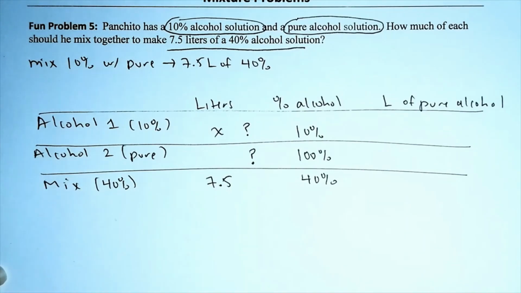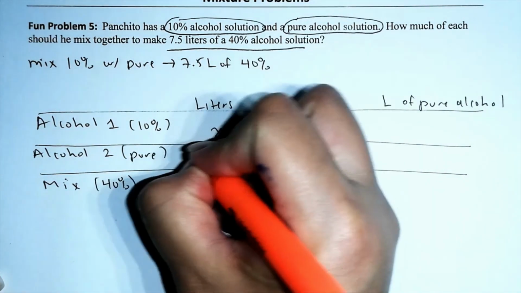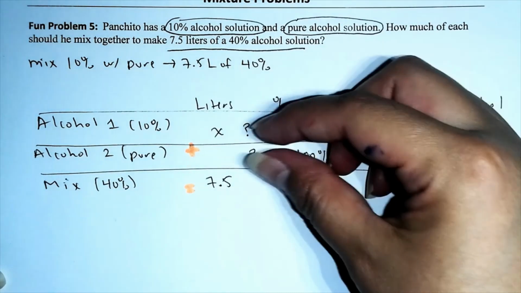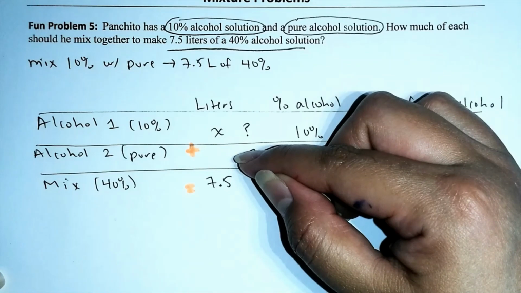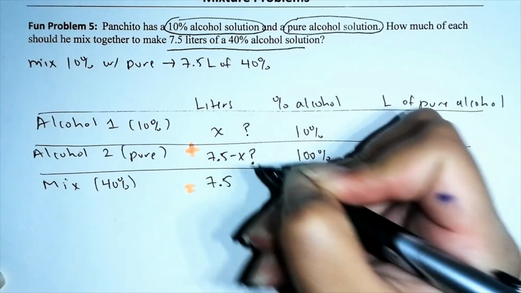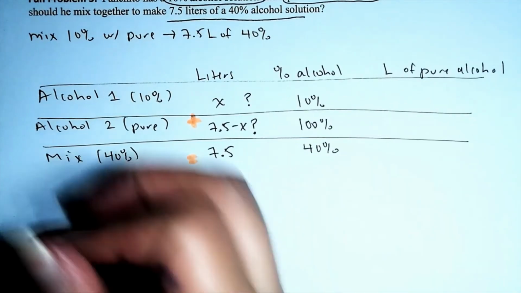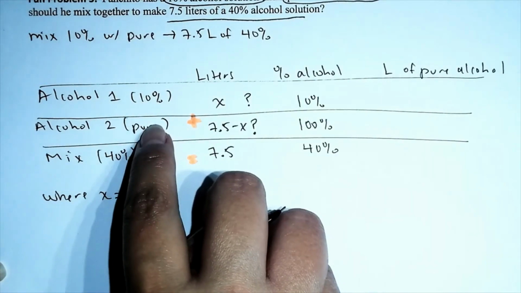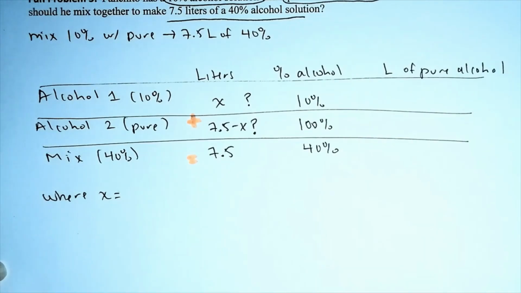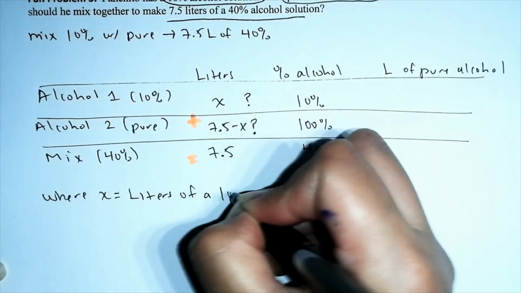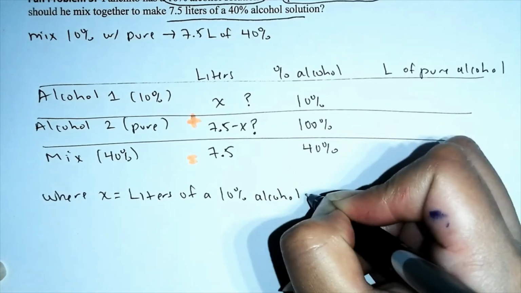Now, I know that you know that the sum should give you a grand total of 7.5. So X liters in the first one plus so many liters in the second one, that should give us 7.5. So if the sum is 7.5, to see how much we have in the other one, we're going to take that difference. So we have 7.5 minus X liters. Let's go ahead, define the variable. I'm going to say where X represents, it's in the liters column for the 10% alcohol. So we're going to put liters of a 10% alcohol solution.